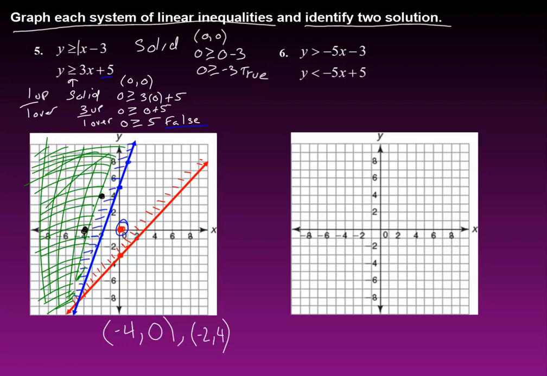There is an infinite number of solutions that would work, so you just need to pick 2 points from the area that's shaded, and that would be your answer. Okay. All right. What I would like you to do now is number 6. So go ahead and try that now.